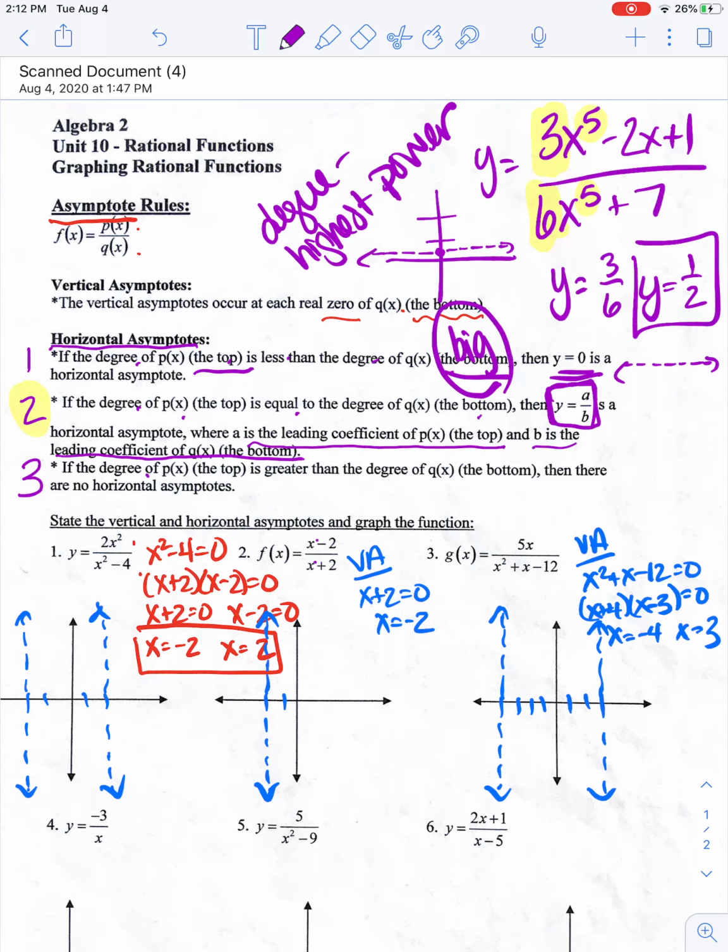Now to graph that, you would go on a graph on the y-axis to a half and draw a horizontal line, because again, these are your horizontal asymptotes. So that's rule 2, and that's if the degrees are the same. If the degree of the top is greater than the degree of the bottom, then there are no horizontal asymptotes.